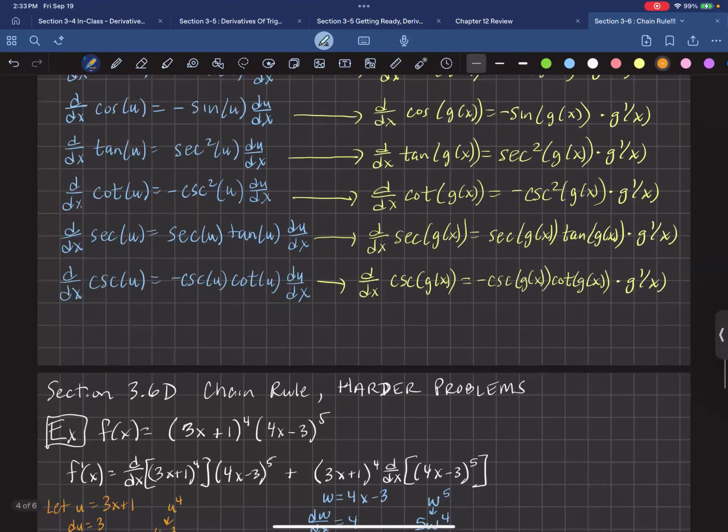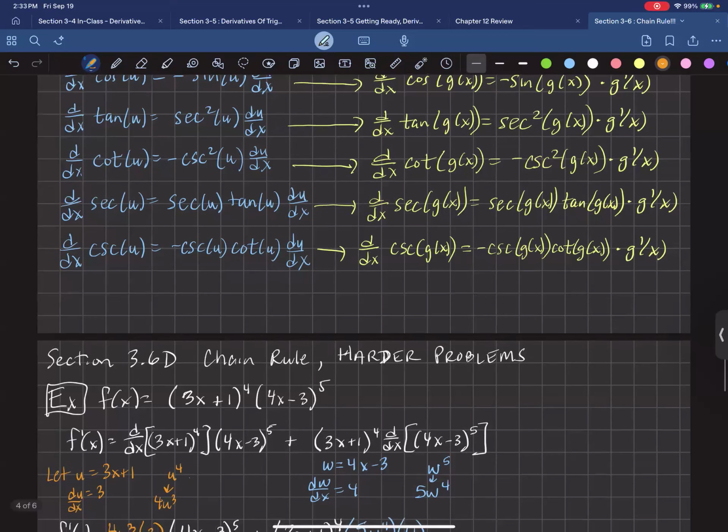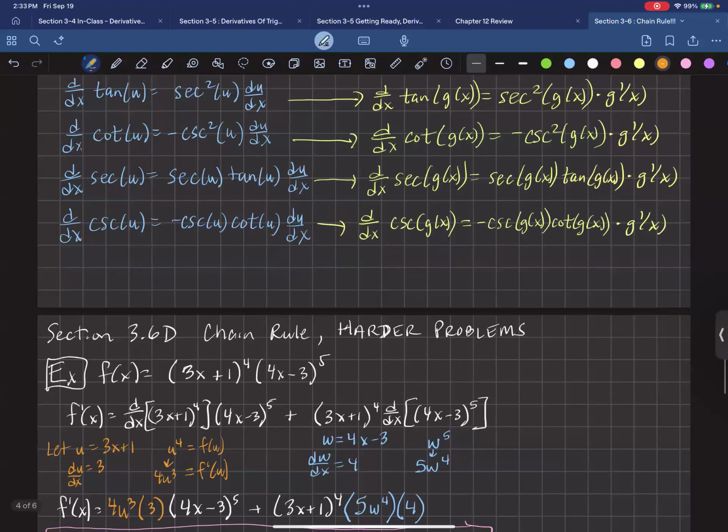Each of these requires a chain rule. So for the (3x + 1) to the fourth power, I let u equal 3x + 1. So I had u to the fourth, and we take the derivative of that. That's like an f of u there, so that's like my f prime of u. And then the derivative of u = 3x + 1 is du/dx = 3. We put these together, and I got 4u cubed times 3. That was the derivative with the chain rule. And I left the (4x - 3) to the fifth power alone for now.